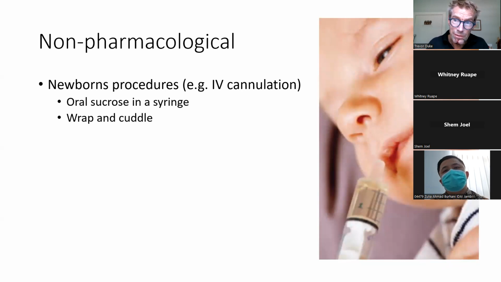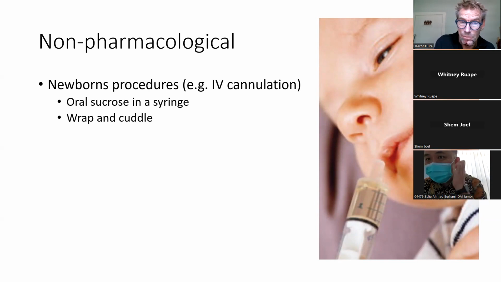There are many non-pharmacological therapies we can do for procedures, and I talked about this last week in terms of analgesia. But oral sucrose in a syringe, just a few drops on the tongue, and the baby sucks on the syringe while you're doing a procedure, and you wrap the baby up and cuddle them, is usually all that a newborn baby will need for a significant procedure. So if you need to, even putting in IV cannulation in a baby, give them a bit of sucrose on the tongue, and they'll be more comfortable.